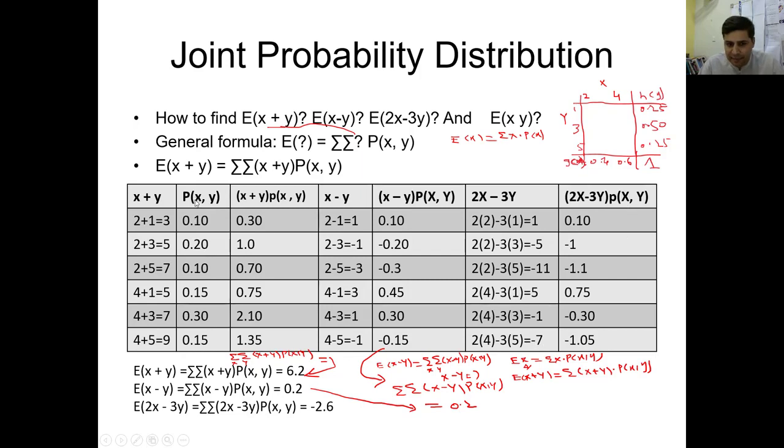And the joint probabilities will be the same, because when you take x as 2, y will be 1. We have already calculated these probabilities. So when you sum this, it will be double summation of 2x minus 3y into p of xy, which will be equal to minus 2.6. In this way you will calculate the joint probability distribution function for two random variables.